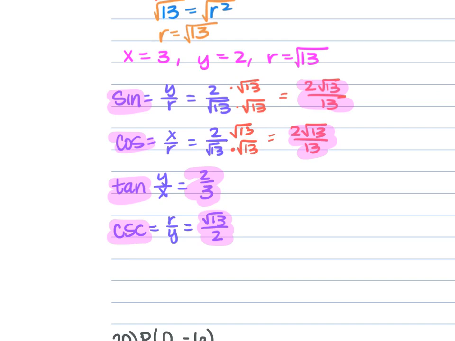For the reciprocal of cosine, that's secant. So that's going to be r over x. r is the square root of 13. x is 3. So secant is the square root of 13 over 3. And then lastly, we have cotangent, which is x over r, and that is 3 over 2.